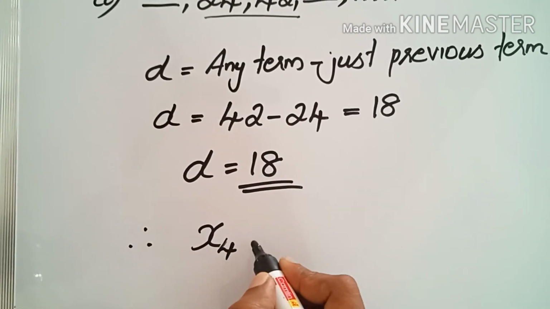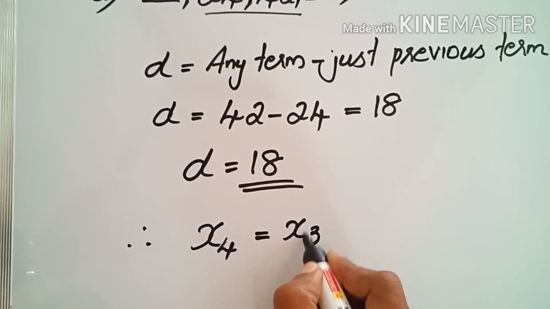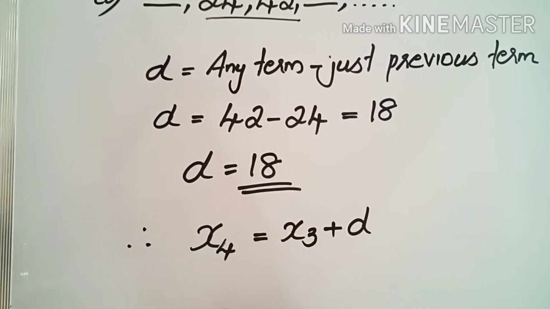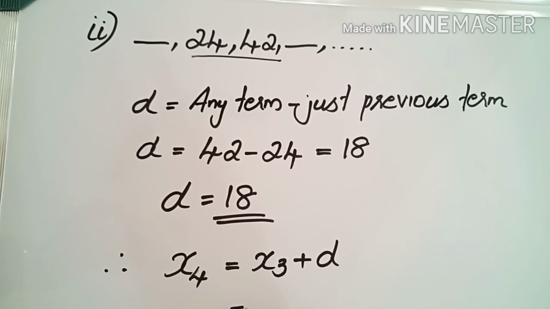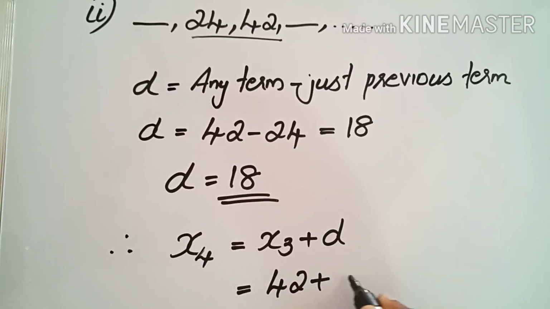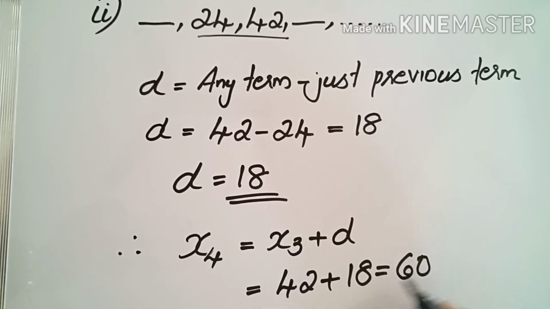Now to get the fourth number, that is x4, the equation is x3 plus d, because x3 is given. So in order to get the fourth term, only one time we have to add the common difference, that is 42 plus 18 equal to 60. That is the fourth term here.